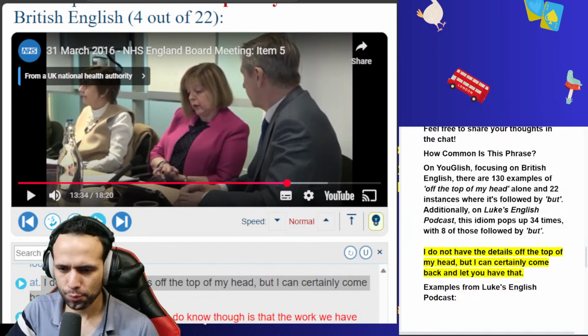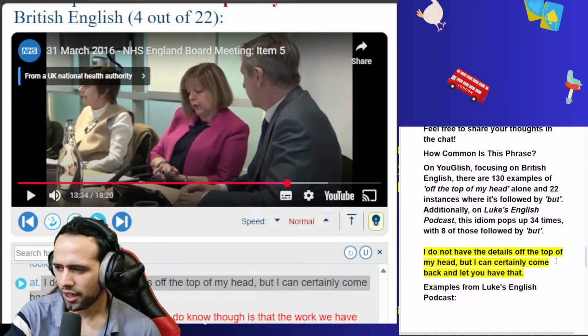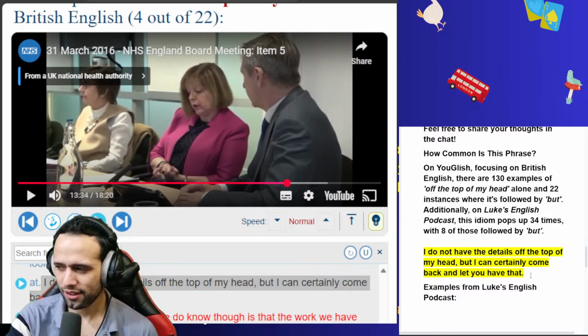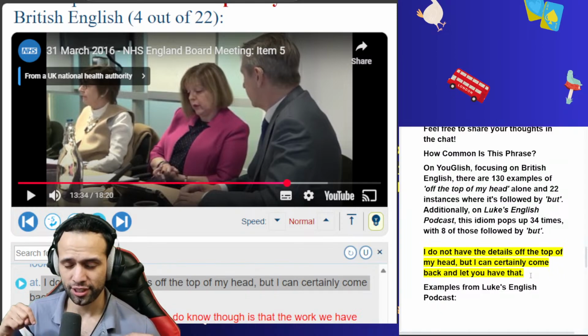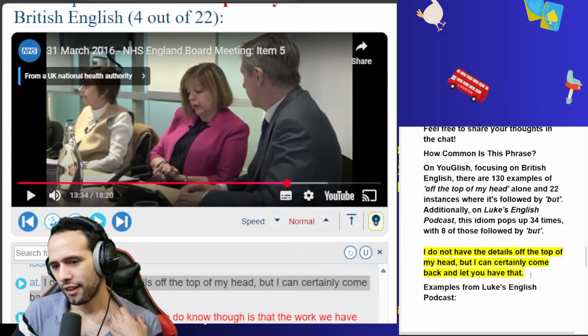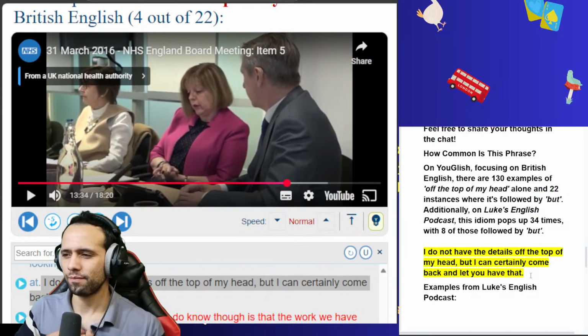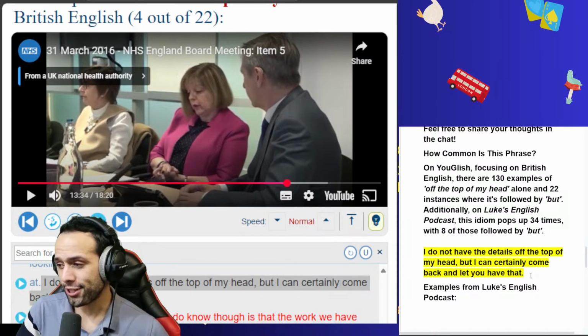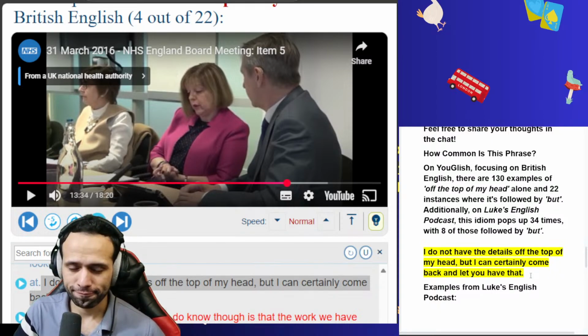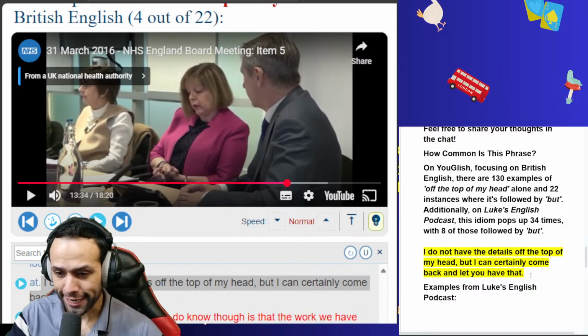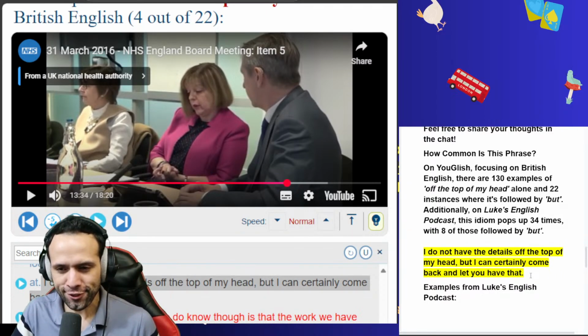Okay, let's go back to the example. "I do not have the details off the top of my head, but I can certainly come back and let you have that." What is she doing at the end? Is she giving an approximate answer, or is she promising to get the information later on? Yep, she's offering to get the information later on and give it to them. So this is something speakers actually do.